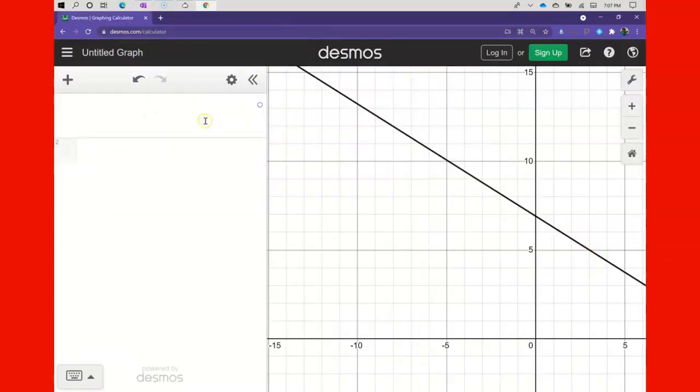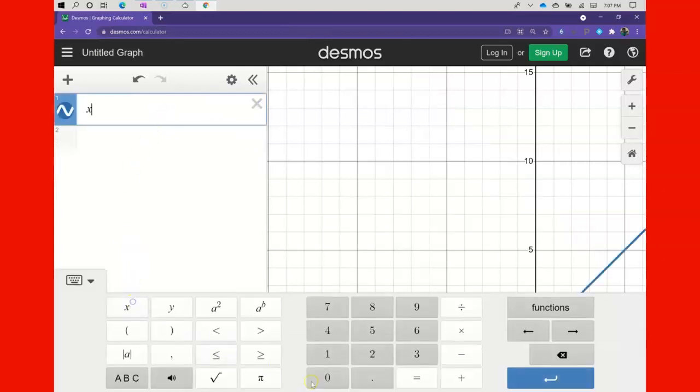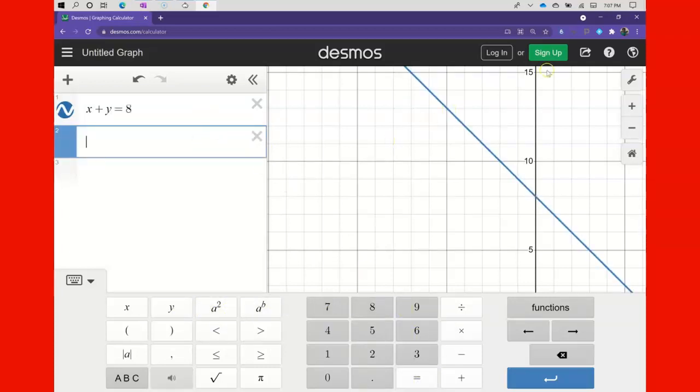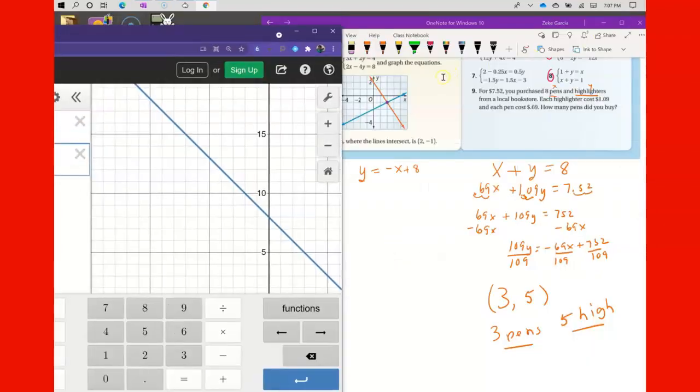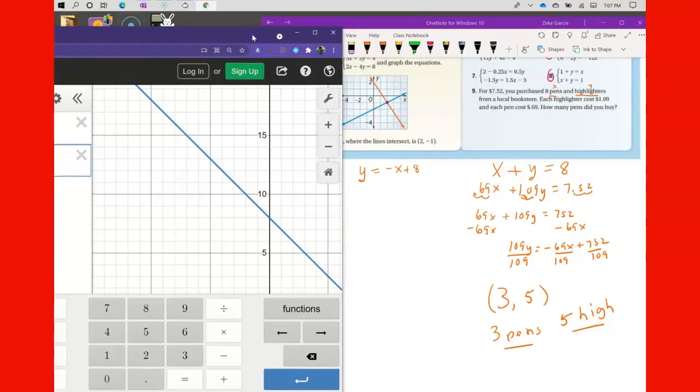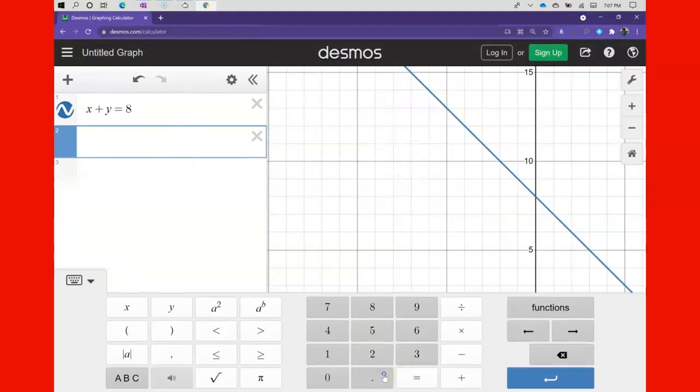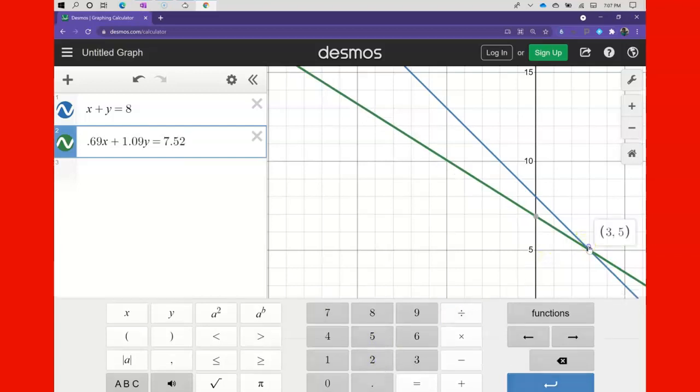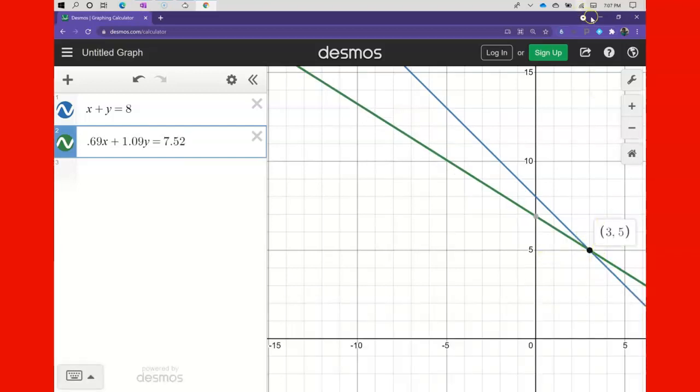So let me go ahead and clear this. You have x plus y equals 8. And then we had 0.69x, right? 0.69x plus 1.09 for the highlighters, right? Equals $7.52. And there is our combination. Okay.